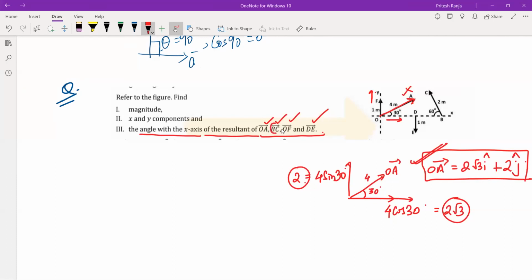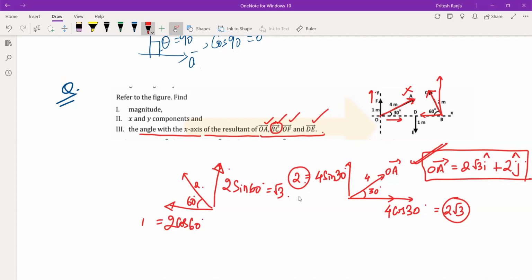Similarly, we will now find BC vector. BC vector, this is in this direction. So its projection will be along this direction and this direction. Right? We learnt about the triangle law and the parallelogram law. So now project this BC vector, which is 2 meters, and this is 60 degree. So along this side we will get 2 cos 60, and along this side we will get 2 sin 60. So 2 cos 60, that is 1, and 2 sin 60, that is root 3.